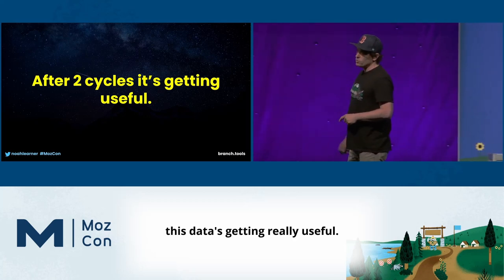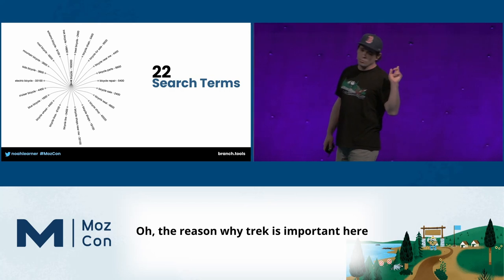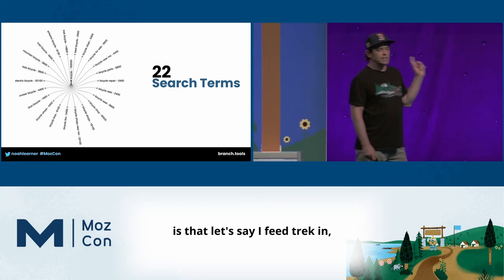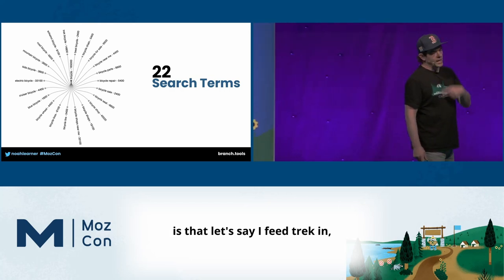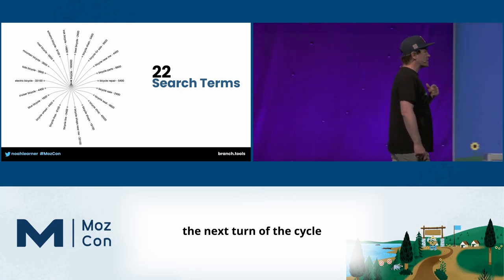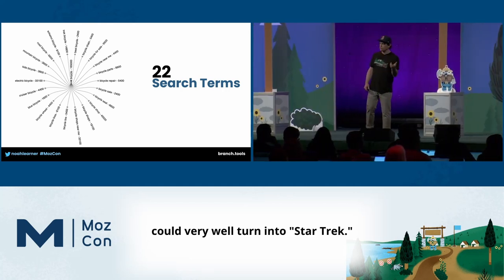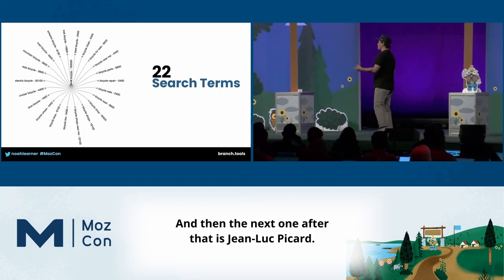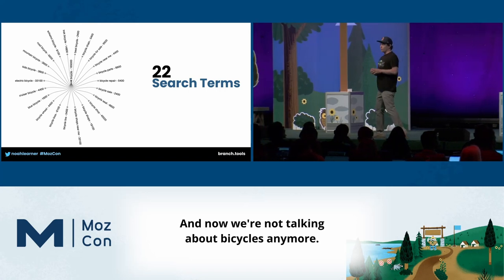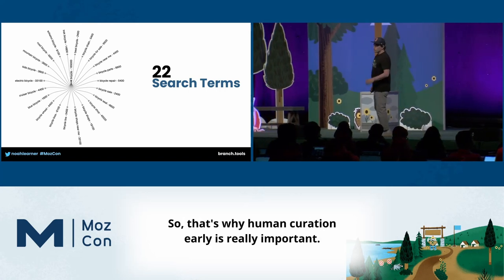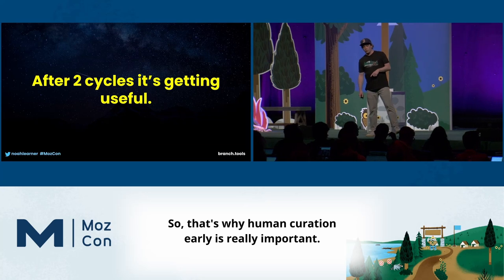So radial tree cluster was really interesting at first, but after two cycles, this data is getting really useful. Oh, the reason why Trek is important here is that let's say I feed Trek in, the next turn of the cycle could very well turn into Star Trek. And then the next one after that is Jean-Luc Picard. And then we're not talking about bicycles anymore. So that's why human curation early is really important.